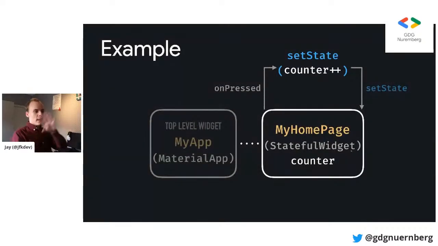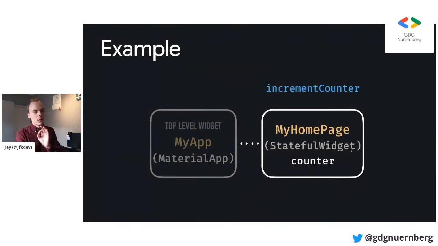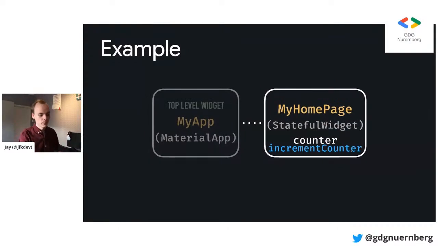Let's take this entire functionality and put it into one method called increment counter, right? You put that in there. Cool. So that's fine. This is what the example shows.